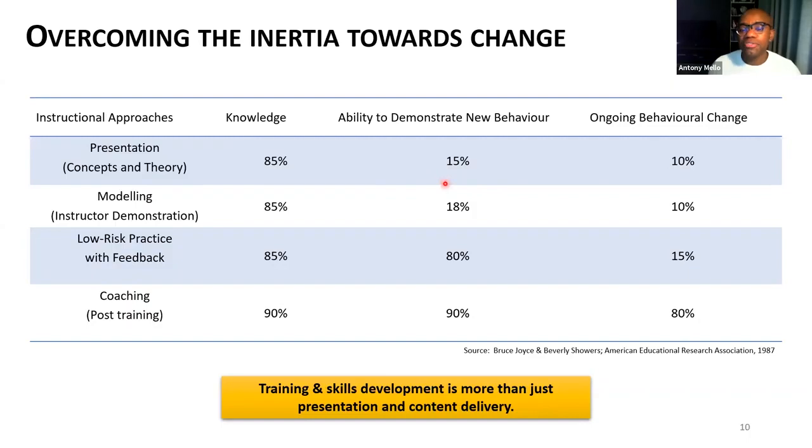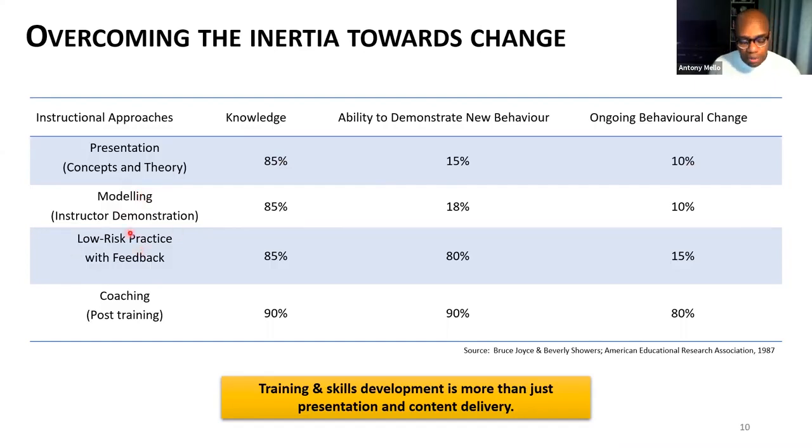But the ability to demonstrate a new behavior, meaning to take what has been taught and actually demonstrate it as a new behavior in the workplace, is only 15%. And that only translates to 10% of people then indicating an ongoing behavioral change, if we just use the normal concept and theory presentation approach.